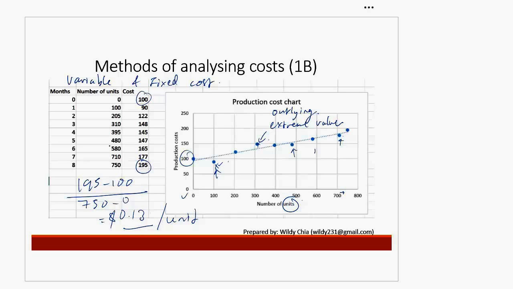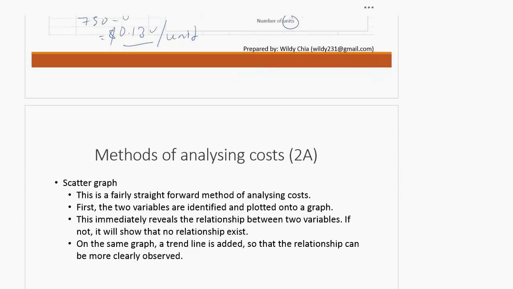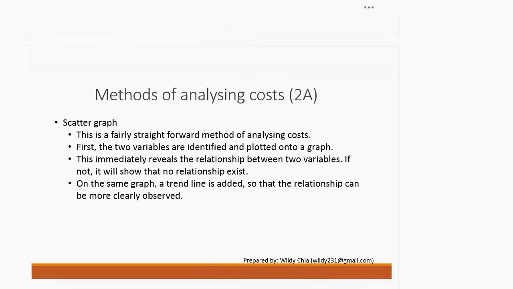It's the same. So this method is very convenient and straightforward to calculate. It also makes a very simplistic assumption, taking out all the points not lying on this straight line. All these outlying values are ignored. So it's not too difficult to apply the high-low method.